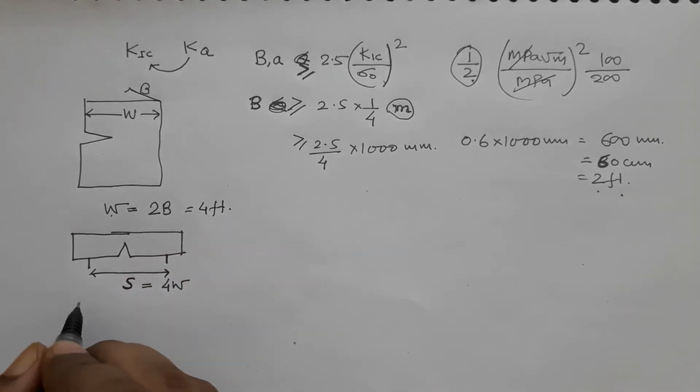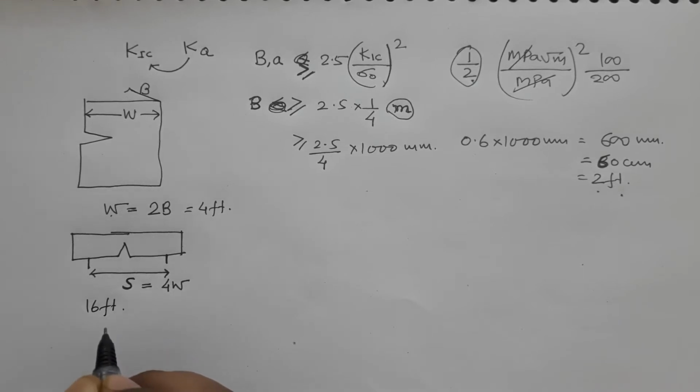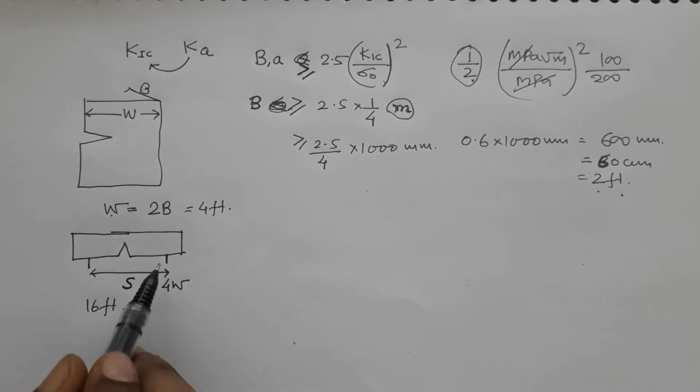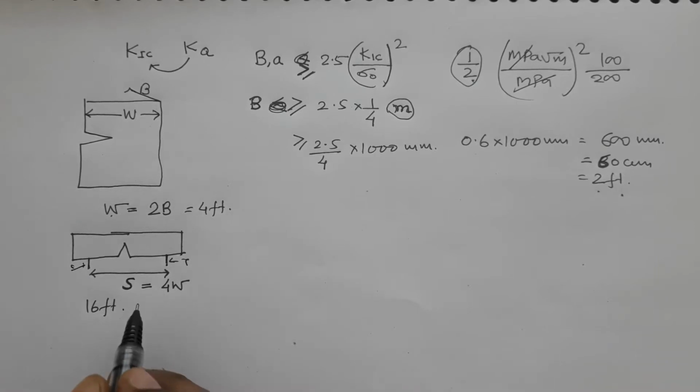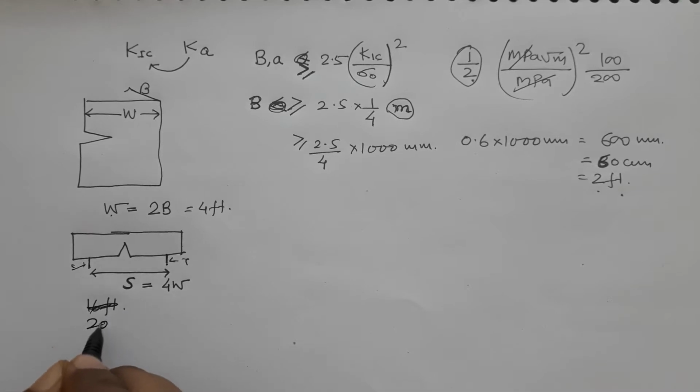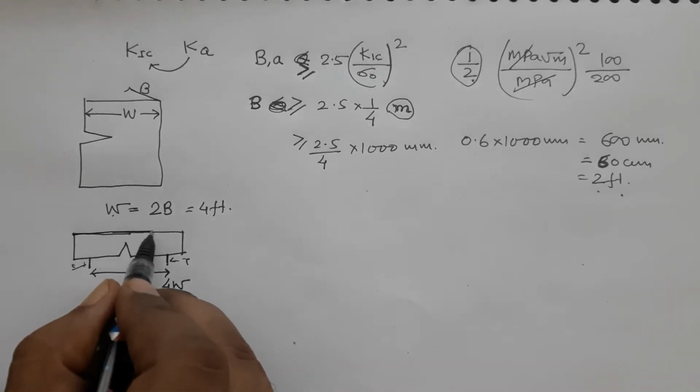What will be the span length? That will be 16 feet, right. Can you imagine this kind of specimen which is 16 feet in span? Even if you leave 0.5 W on each side, it will be 5 W, which will be 20 feet. So, this sample will be 3 to 4 times longer than an average Indian.